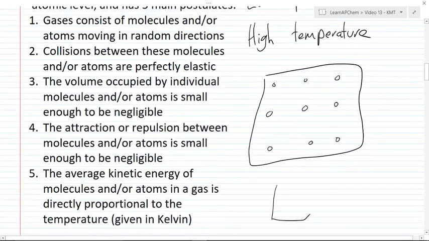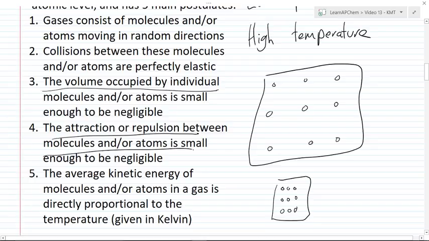And if you think about it, if we shrink this down to a lower temperature or maybe a higher pressure, where these are going to be closer together, now this volume is important. Now our attraction is not small enough to be negligible.